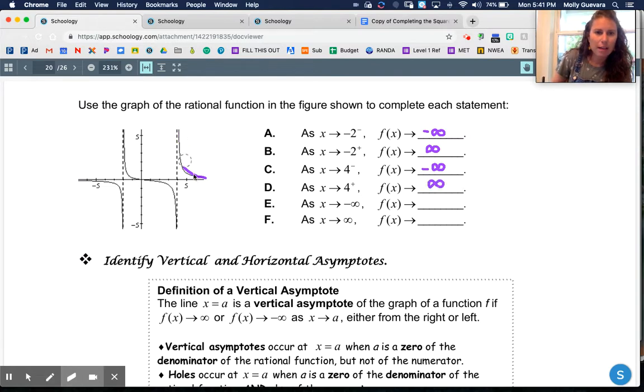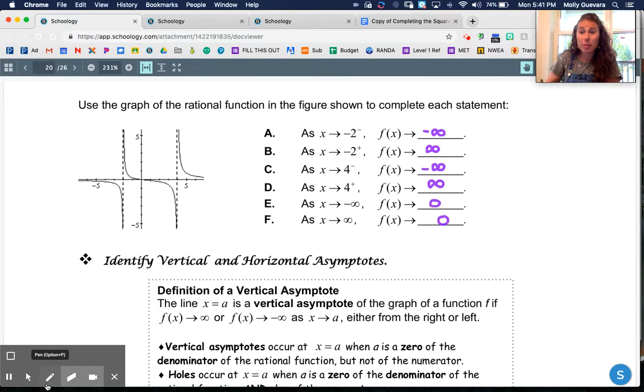And then the last two is as x approaches negative infinity. So as my x's go out this way, I'm getting closer and closer to 0 because there is a horizontal asymptote there. And as I approach positive infinity, right, my graph continues to get closer and closer to 0 because there's a horizontal asymptote.